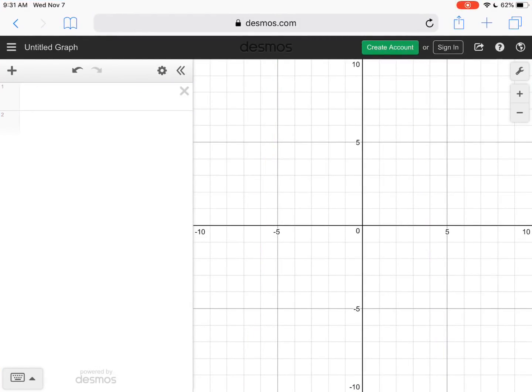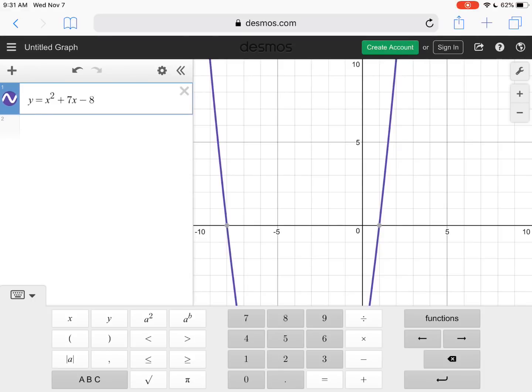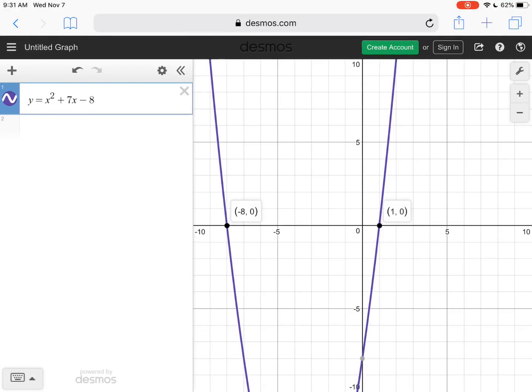All right, number 16. Y equals x squared plus 7x minus 8. Okay, wherever your gray dots are, put your cursor over it. So it's negative 8 and 1.